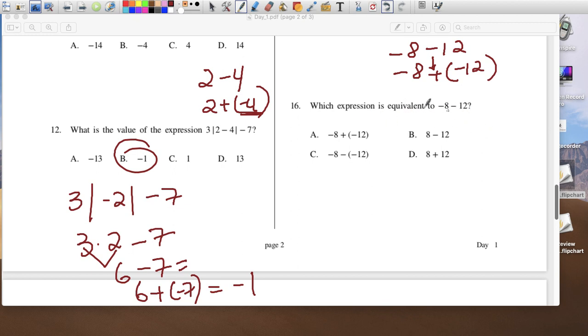Actually, we don't even have to calculate it because I didn't read the question. So which expression is equivalent? So negative 8 minus 12 is the same thing as saying negative 8 plus negative 12. Negative 8 plus negative 12. There you go. Right here.